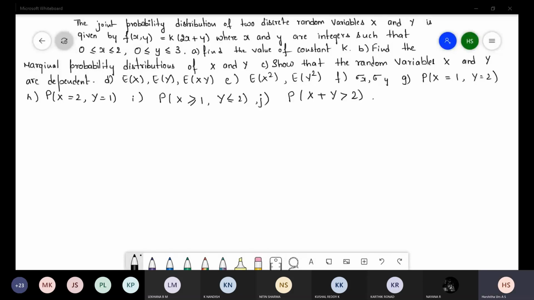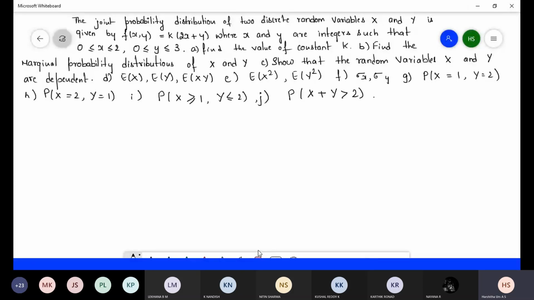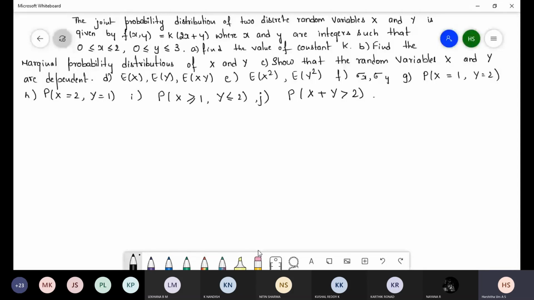Yes, take down the solutions. These are the questions I have written. So take down the first one. Here, first we have to find the value of the constant. So how do we find it? First we have to write the values. X is equal to xi. The conditions are 0 less than or equal to x less than or equal to 2, so x values are 0, 1, 2. And y is equal to yj, that is 0, 1, 2, 3.